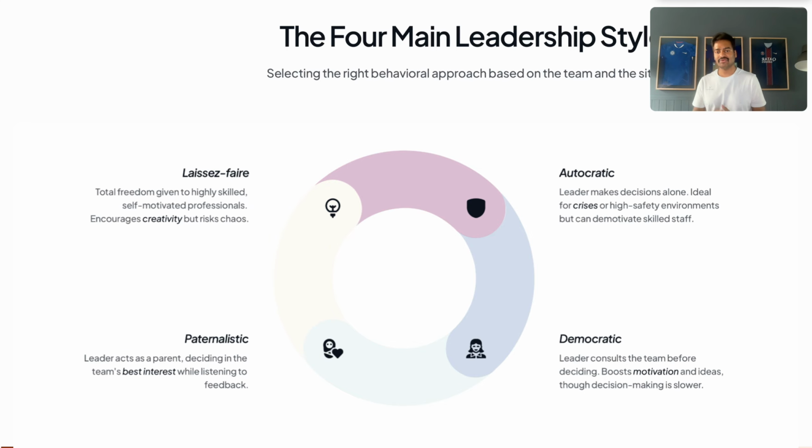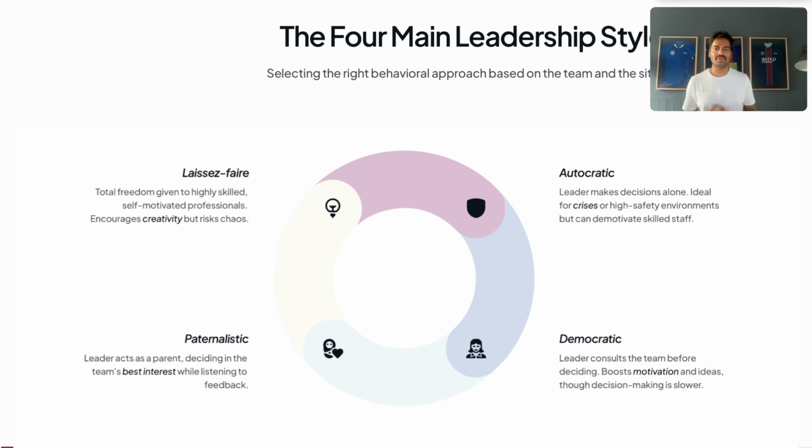But the downside of autocratic leadership, it kills creativity. Skilled staff get frustrated and leave the company. This is where the managers don't really be too friendly with the employees, don't give too much freedom. They actually focus more on giving the instructions and getting the work done in time.